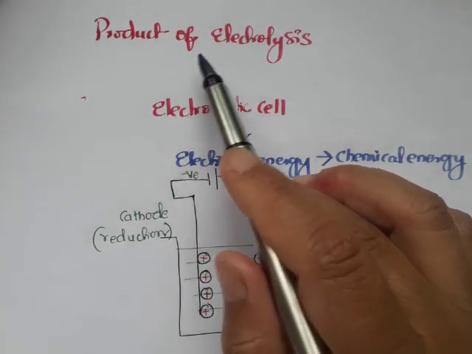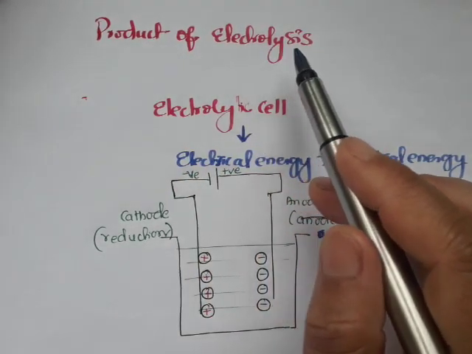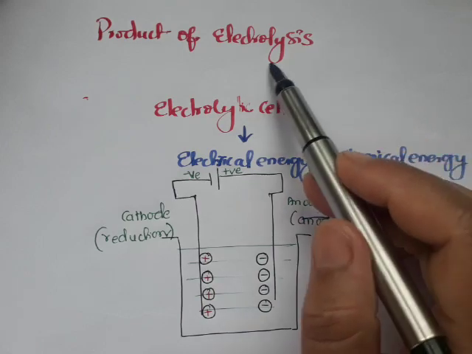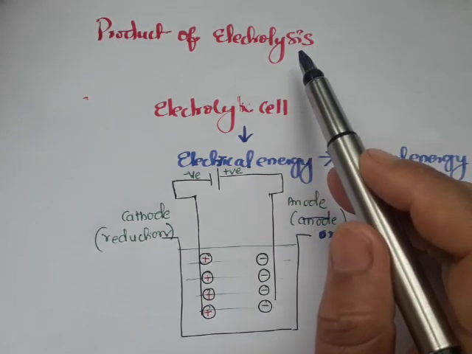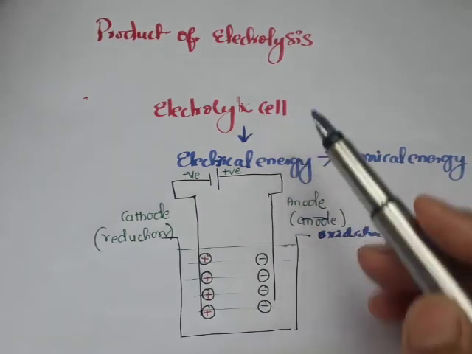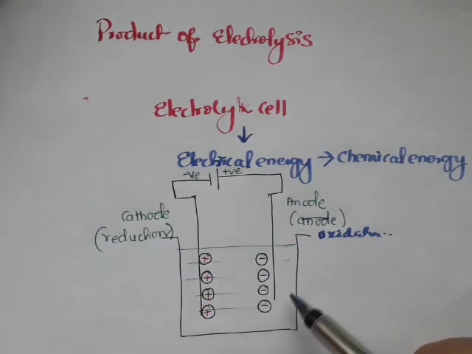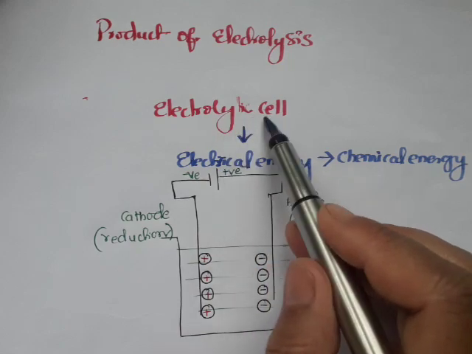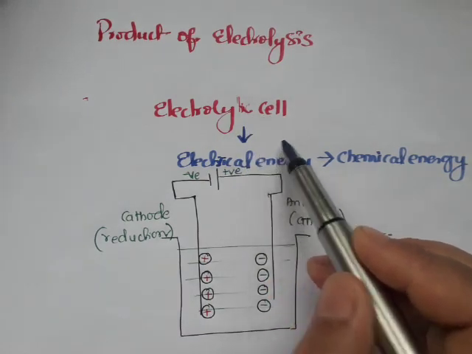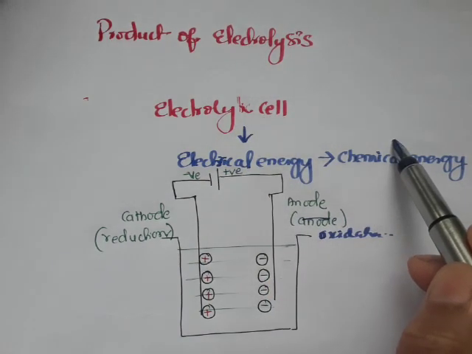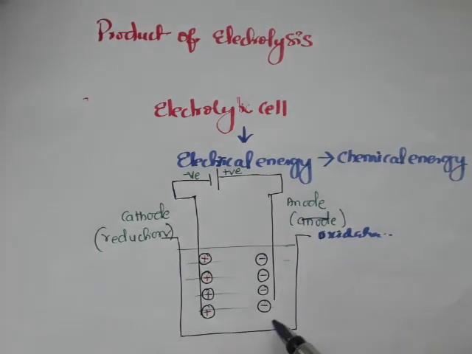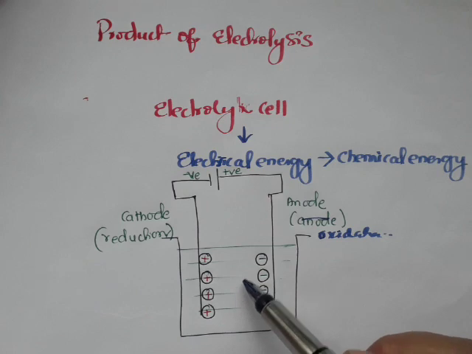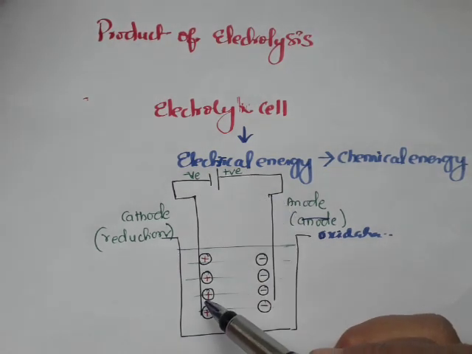Okay, hello students. So I am here with the topic electrolysis from the chapter electrochemistry. Now this electrolysis is the process which occurs in the electrolytic cell when current is passed through the electrolytic solution. Your electrolytic cell is a device which converts electrical energy into chemical energy. Whenever electricity is passed through the electrolyte, the ions which are present there will migrate towards the oppositely charged electrode.